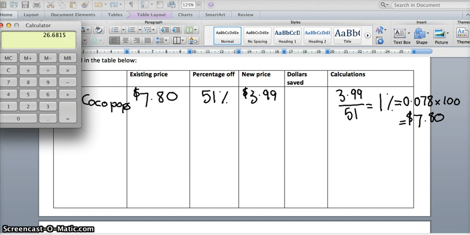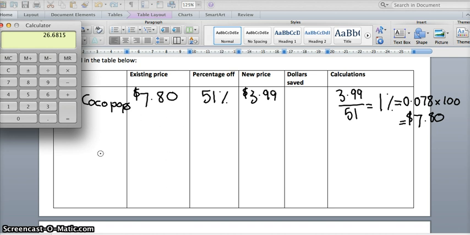I think there were some other numbers after there. Might have been a 2 or something after that. And if you get 51% of $7.80, you end up with $3.99, and you get the new price. And that's a good way of checking whether you got it right or wrong. Okay. So that's bringing our learning into real life stuff. Because too often they'll tell you what the new price is and the percentage off.